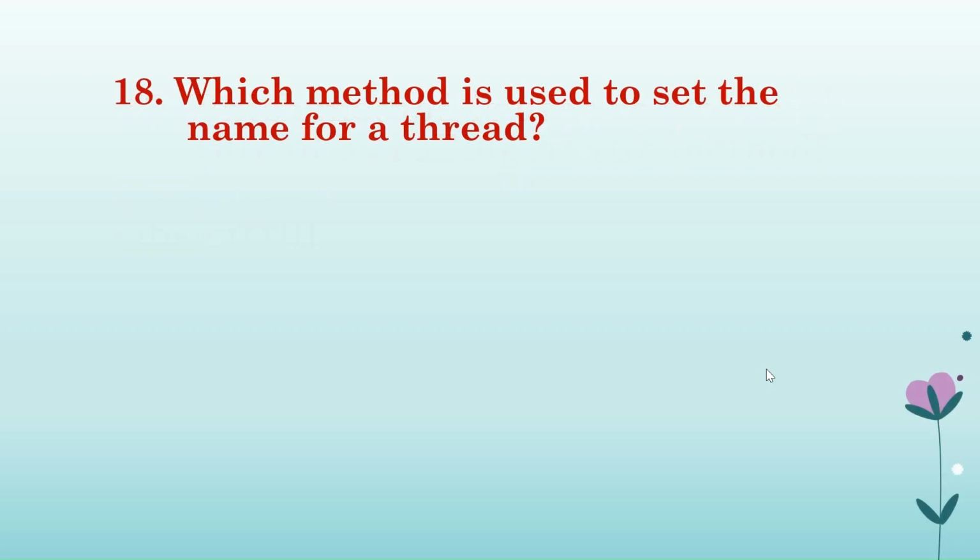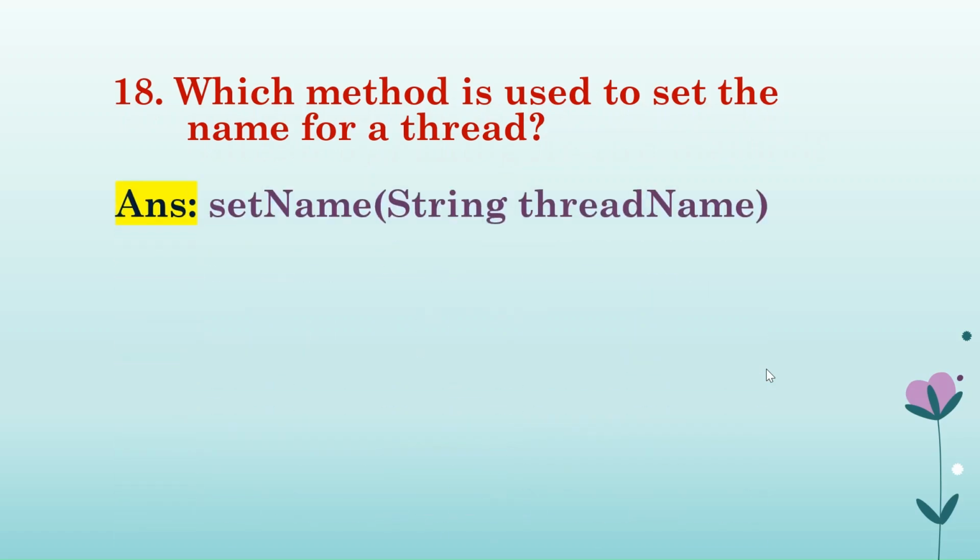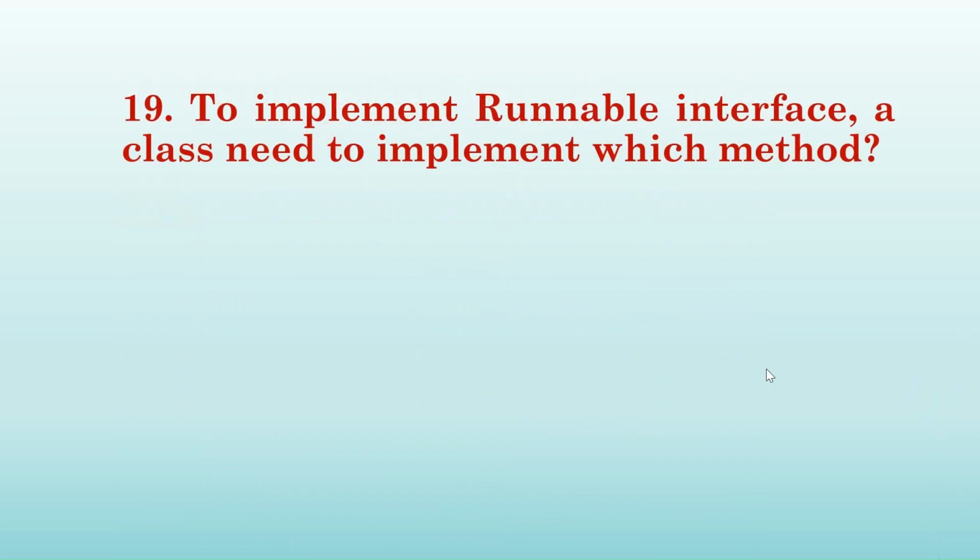Which method is used to set the name for the thread? We have a method called setName, and we can assign the thread name as a parameter for setName. To implement the Runnable interface, which method does the class need to implement? The class needs to implement the run method because run is an abstract method. Only the run method exists in the Runnable interface. So that run method needs to be compulsorily implemented by a class whenever you want to create a thread by using the Runnable interface.